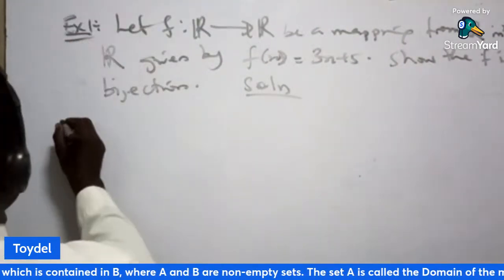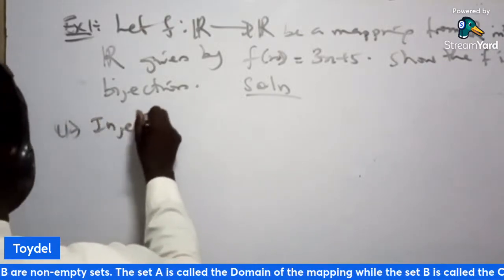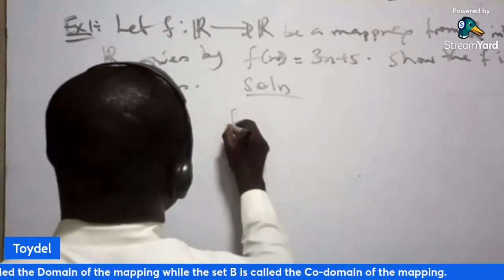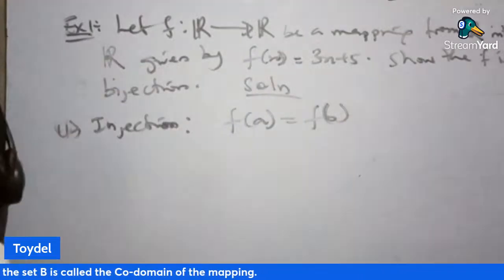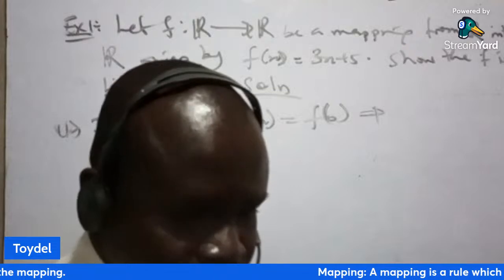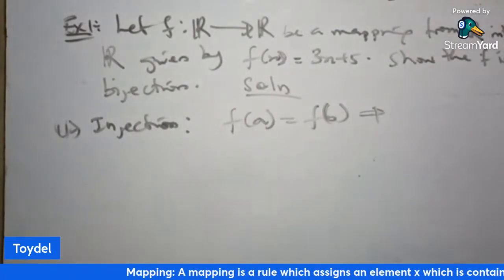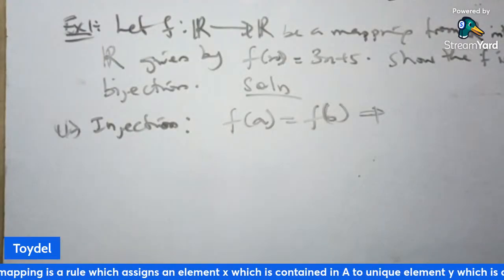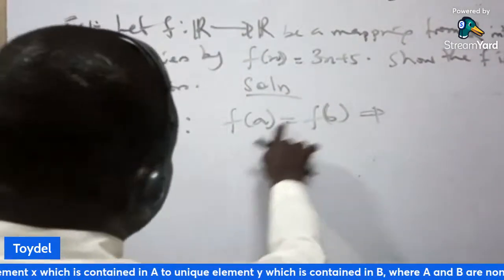The first thing we do is show injection. That is, we want to show that the mapping is one-to-one. So how do we show that? Under one-to-one mapping, if f of a is equal to f of b, then a equals b. That is, each element will have a unique image in the codomain, and that is the uniqueness of one-to-one mapping.